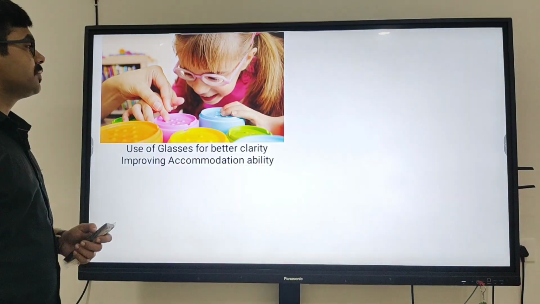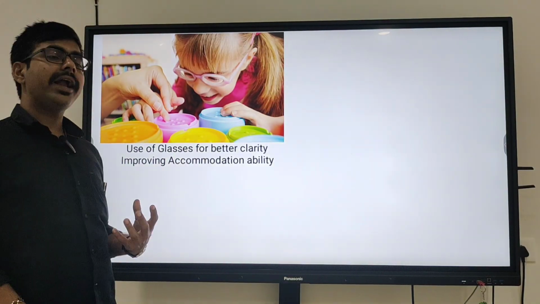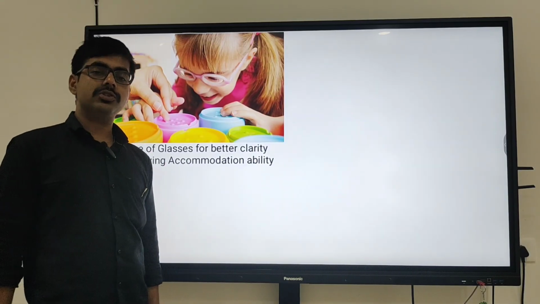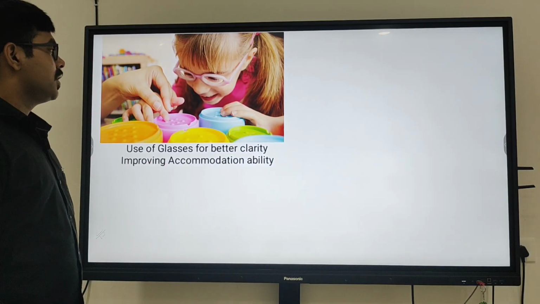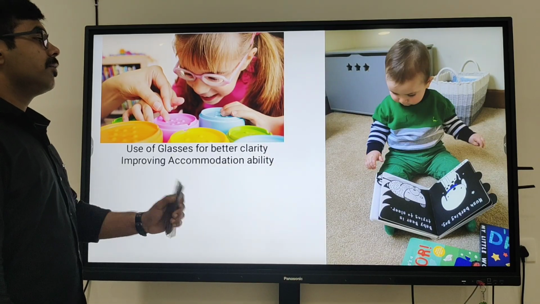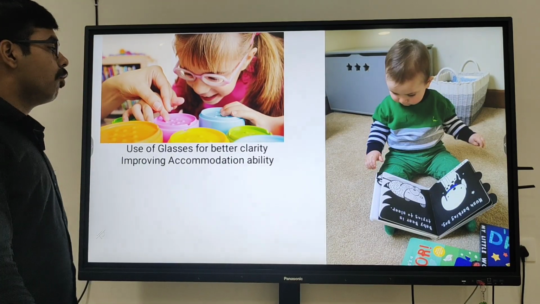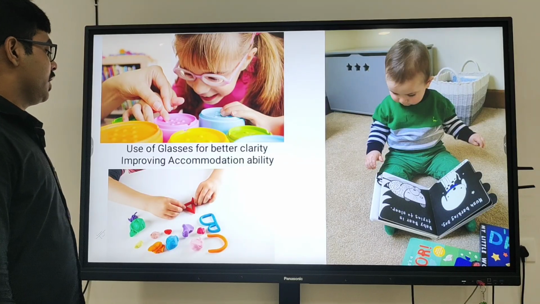Use of glasses is very much needed, to provide clarity of vision, as well as because most children with cerebral visual impairment have accommodative disorder. So in accommodative disorder, it will be helpful. For children with cerebral visual impairment, we can give multiple tactile books, or multisensory books, which will be very useful for them.